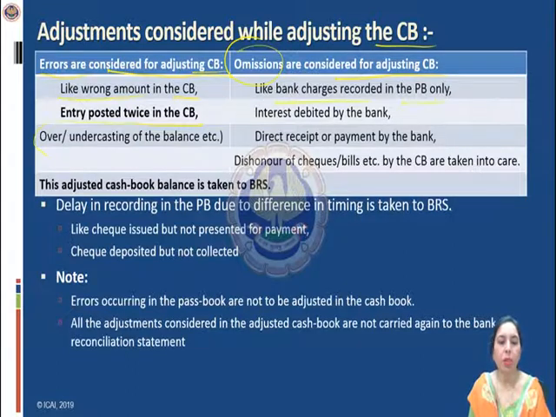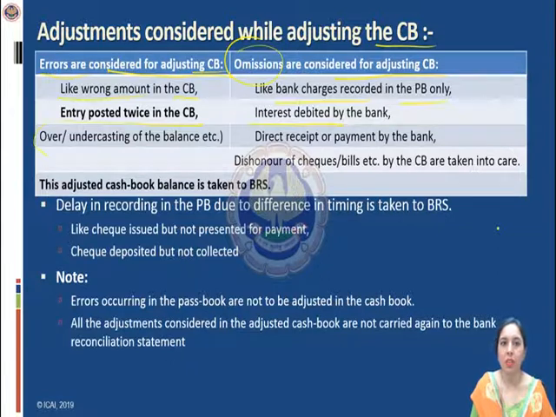Bank charges recorded in the passbook only. When you find that there are certain bank charges which are charged by the bank but they have not been entered in the cash book, they are to be adjusted in the cash book itself rather than taking them to the BRS. Second, interest debited by the bank or interest credited by the bank.